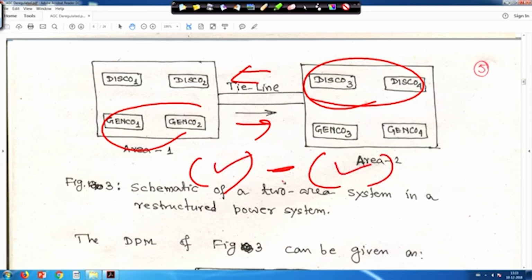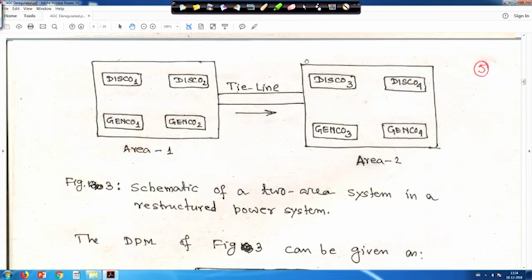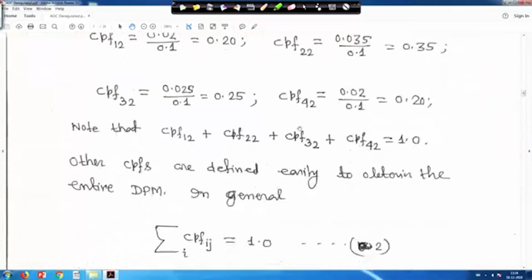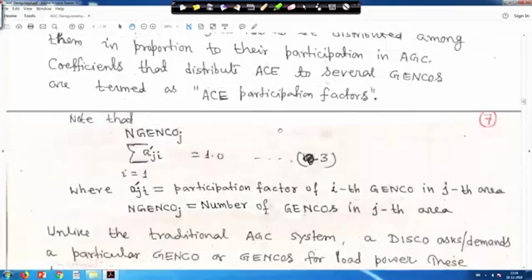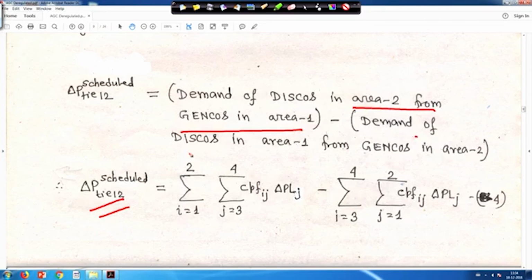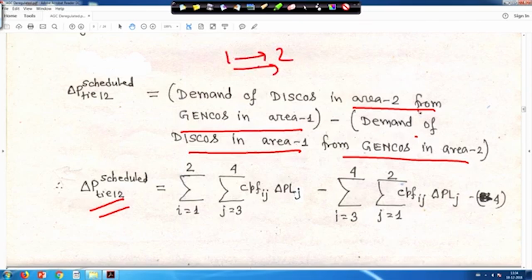So, that is the idea, that delta P tie 1 2. So, mathematically we can represent it like this: delta P tie 1 2, this is a scheduled power flow, right. So, demand of DISCOs in area 2 from GENCOs in area 1, minus demand of DISCOs in area 1 from GENCOs in area 2, because we have taken direction 1 to 2. That is why demand of DISCOs in area 2 from area 1, power is flowing 1 to 2, minus demand, because power is flowing from 2 to 1, since DISCOs in area 1 are demanding power from GENCOs in area 2.